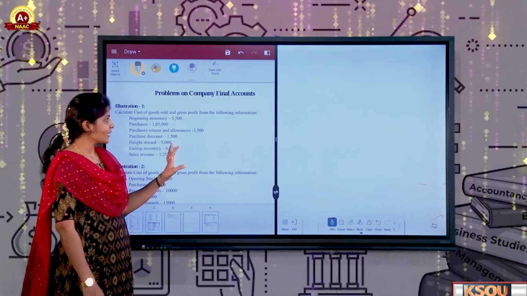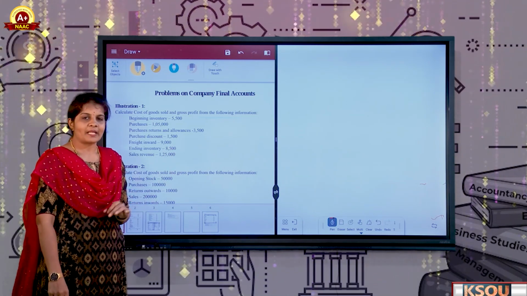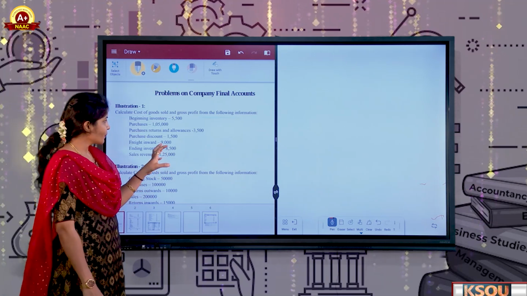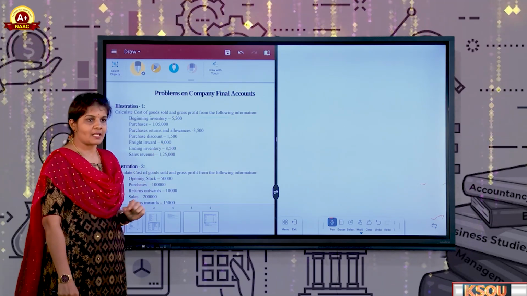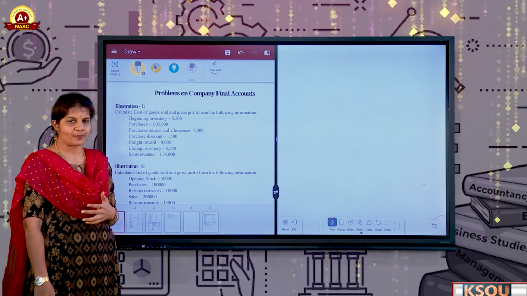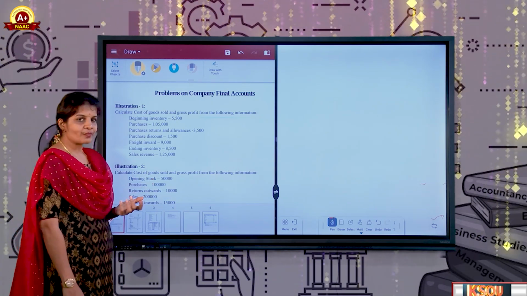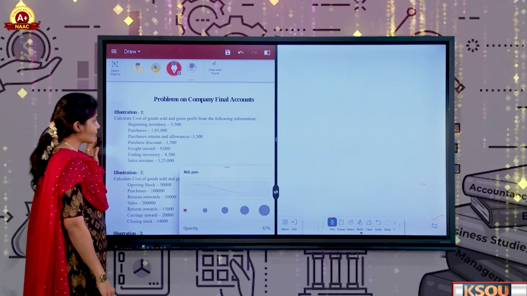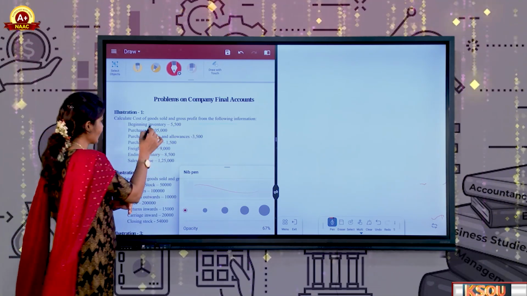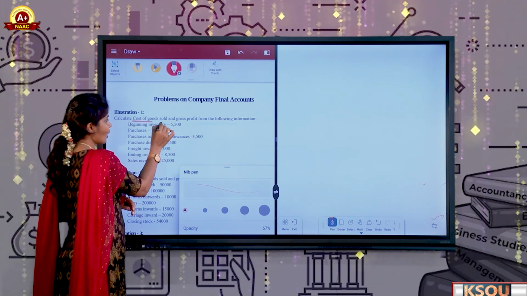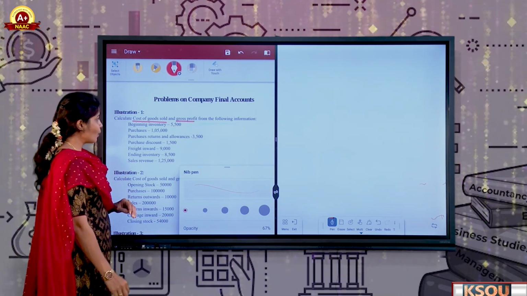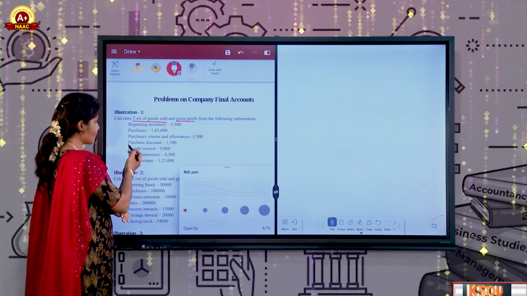Now, dear students, let us learn by solving some problems to prepare the statement of profit and loss. Before preparing the statement of profit and loss with an example, let us understand how to calculate the cost of goods sold, gross profit, etc. So I have come up with some illustrations. Calculate cost of goods sold and gross profit from the following information. Here, you need to calculate cost of goods sold and the gross profit with the information given below. What information is there in the problem?